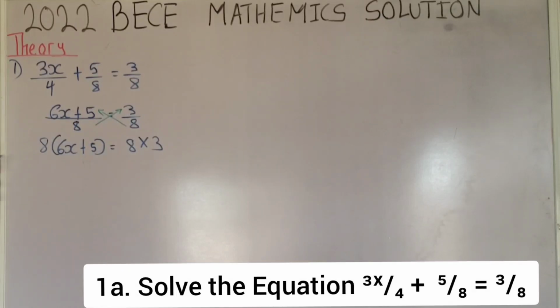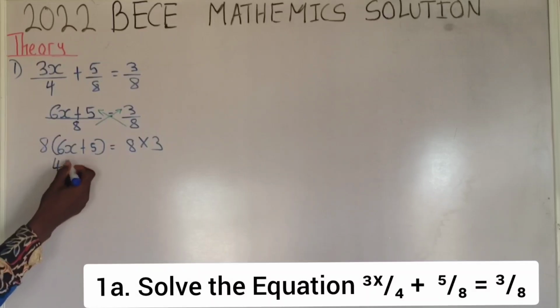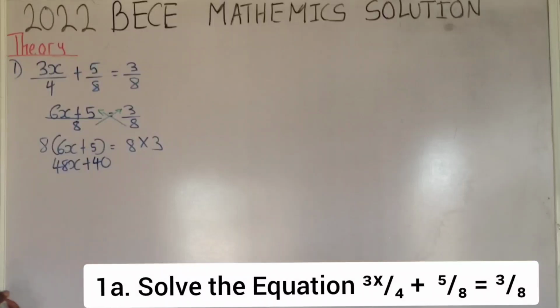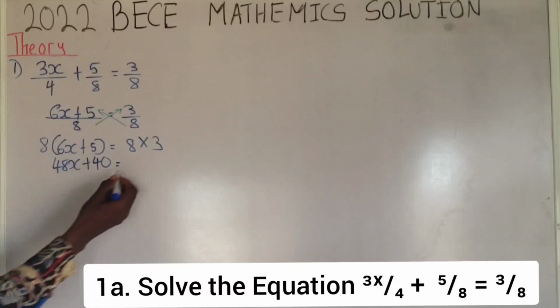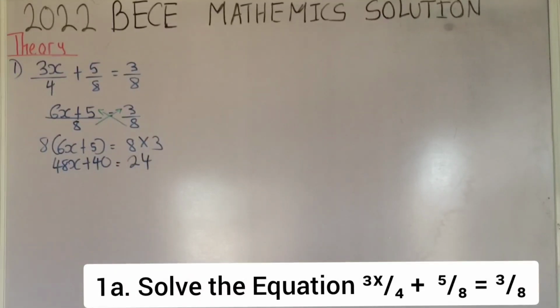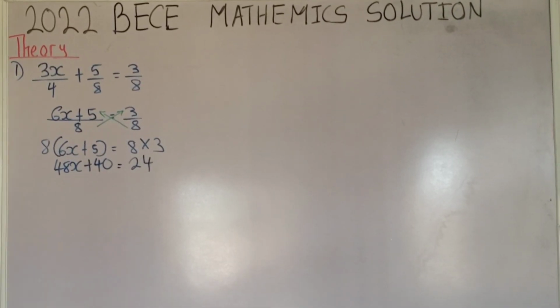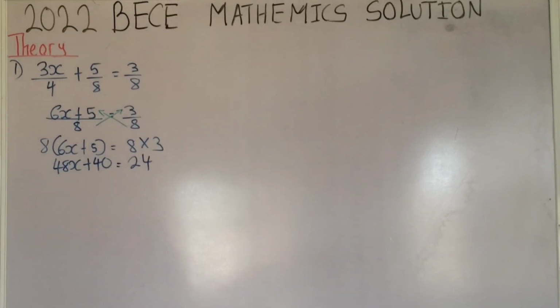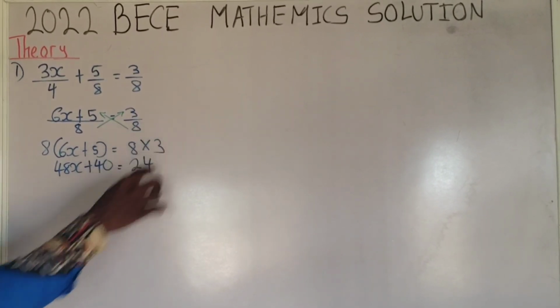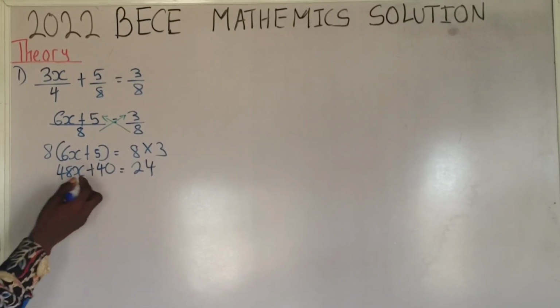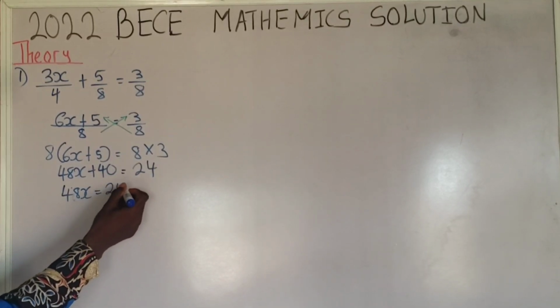Now, 8 times 6x, that is 48x. 8 times 5, that is plus 40. Okay. 8 times 3 is 24. So I'm going to have here 24. Now, the goal is to get the value of x. So, let us collect like terms. If I'm to collect like terms, I'm going to take this plus 40 to the other side of the equation. So I'm going to have 48x equals 24 minus 40.